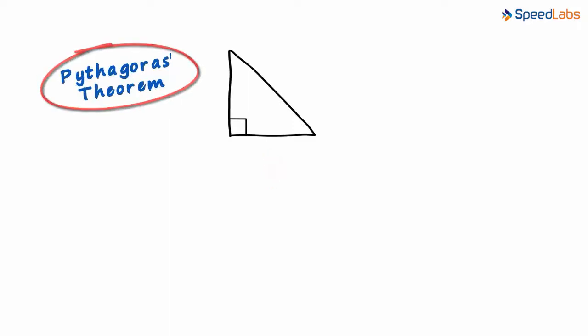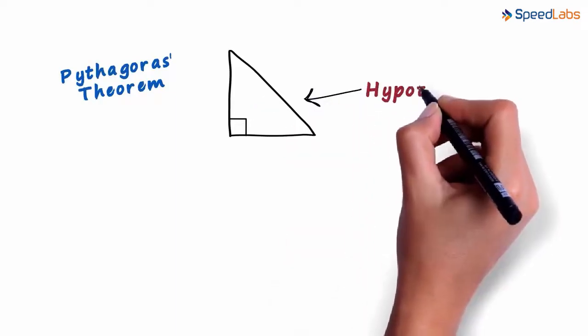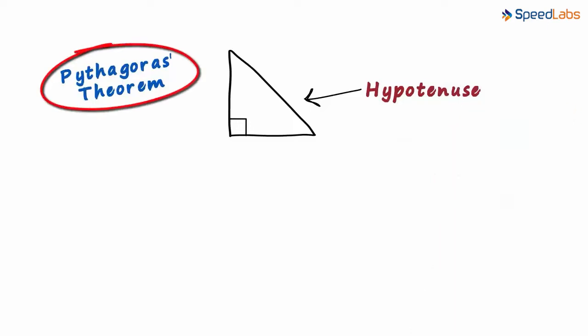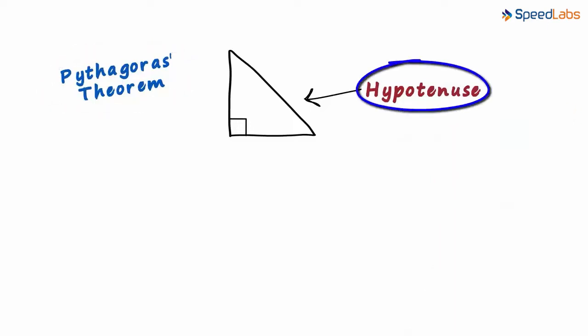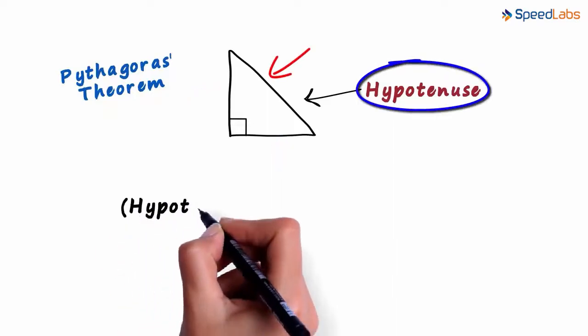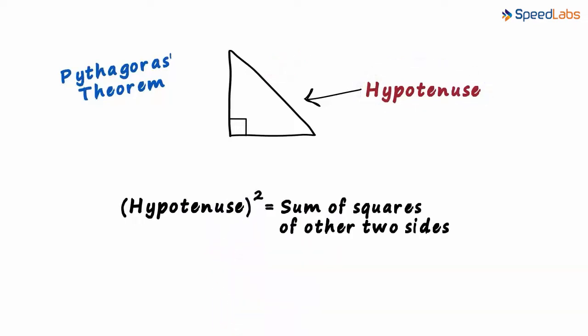The first thing we need to understand is what the side opposite to the right angle is called. It's called the hypotenuse. The Pythagoras theorem says that the hypotenuse has a special relation with the other two sides. It tells us that the square of this length, that is the hypotenuse squared, is equal to the sum of the squares of the other two sides. Remember, it holds true only in the case of a right triangle.